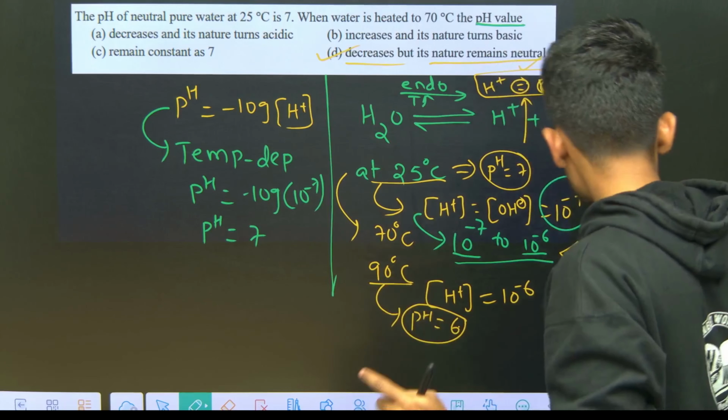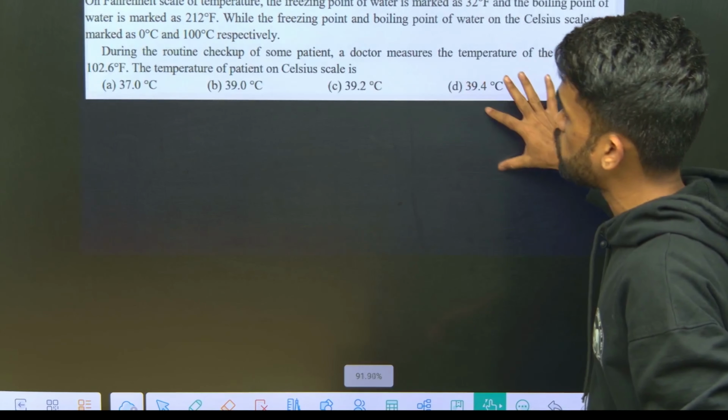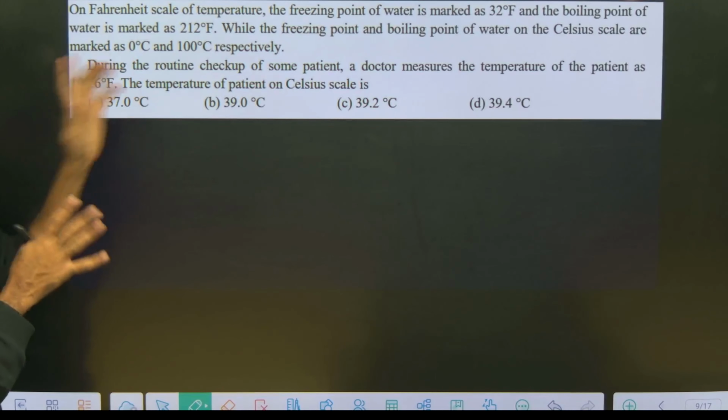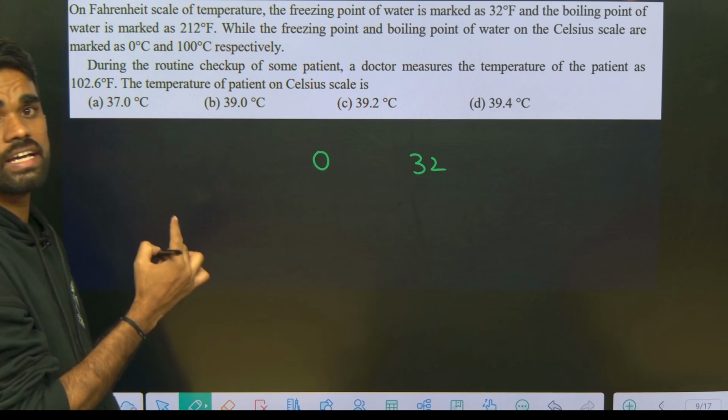Now let us move forward with one more question. We have one more question related to temperature again. They are asking the relation between the Fahrenheit scale and the Celsius scale. What is the basic relation we have? On the Fahrenheit scale, 32 Fahrenheit is equivalent to 0 degrees on the Celsius scale. If you say 212 degrees on the Fahrenheit scale, it will be 100 degrees on the Celsius scale.